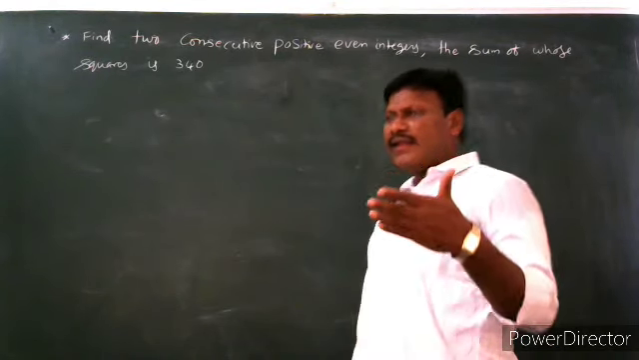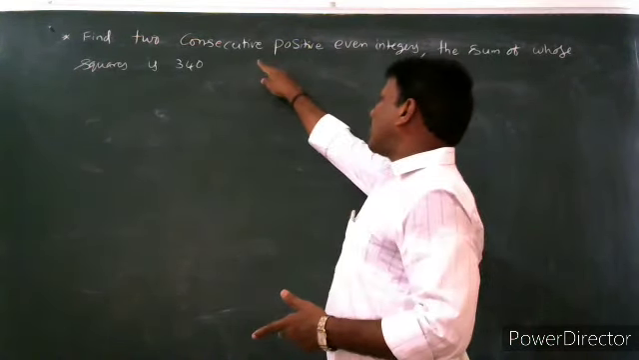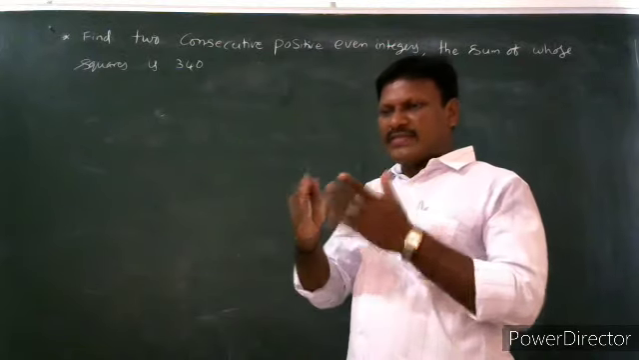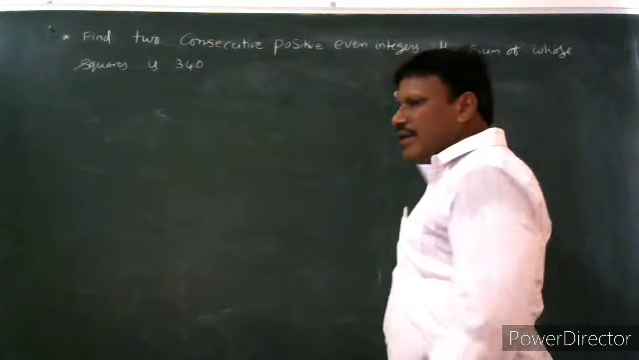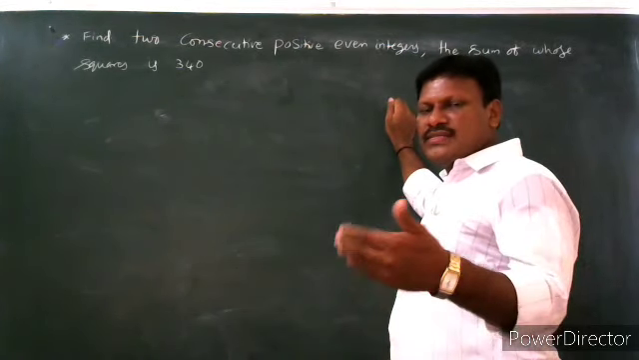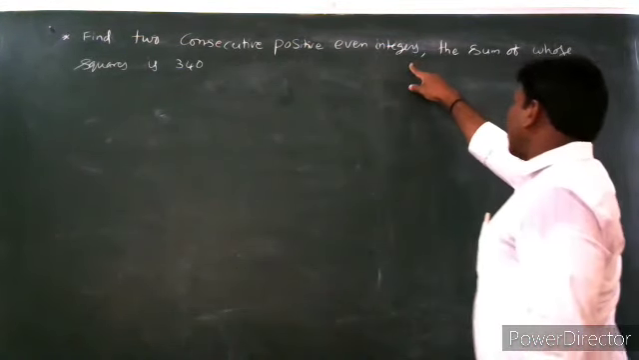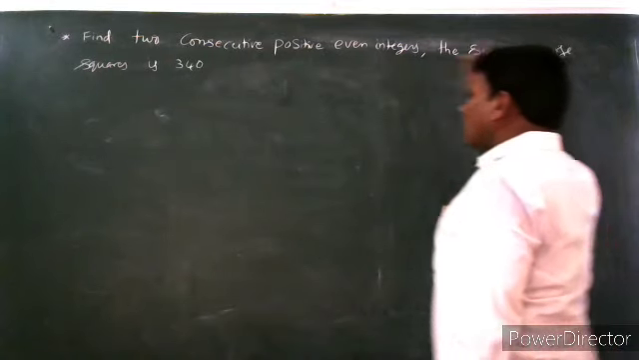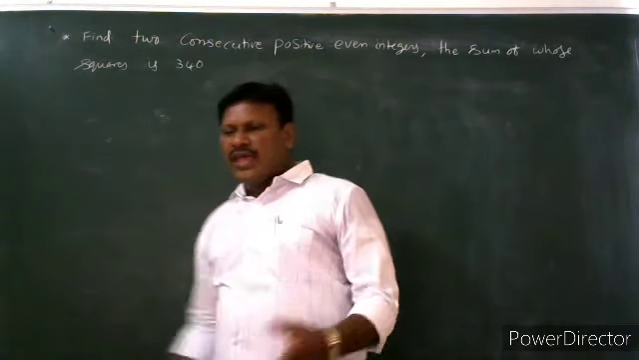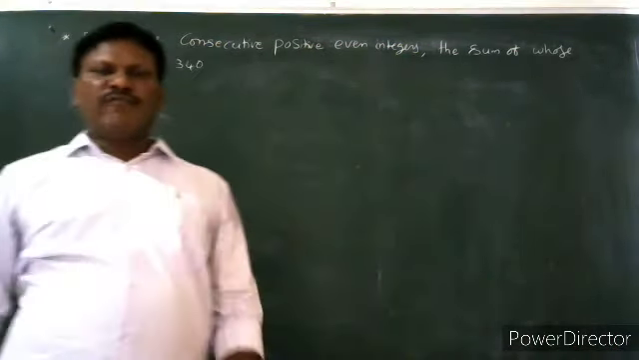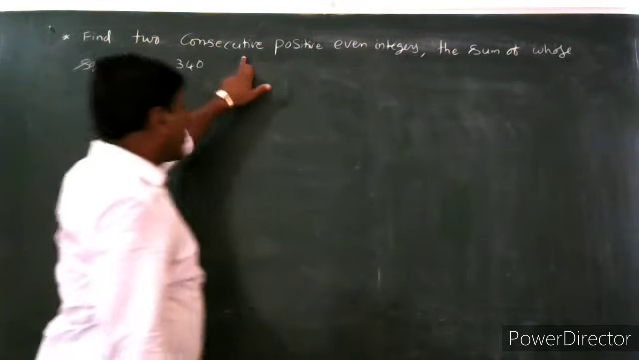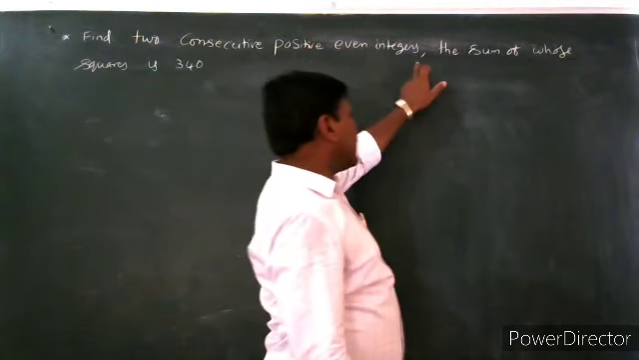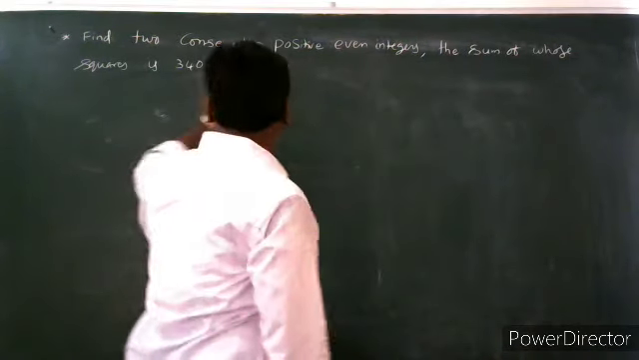Find two consecutive, meaning side by side, positive even integers. Even means 2, 4, 6, even integers. Positive even integers, the sum of whose squares is 340. Here one condition is given and we find those values. What is the question? Find two consecutive positive even integers, the sum of whose squares is 340.